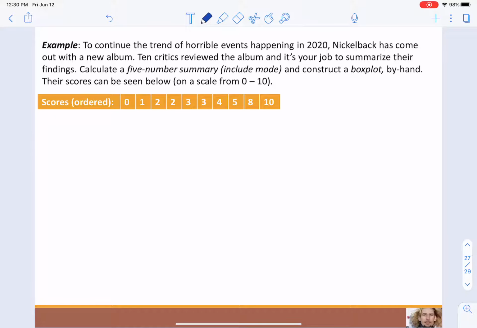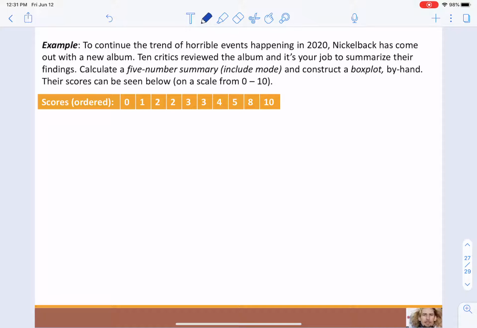All right, welcome back. So we've got an example on how to make a 5-number summary and how to use those values to construct a box plot. And there's a little bit of work, and that's okay. I promise it's not too bad, because I'll show you what I think is an easy sort of process and an easy sort of order to things.